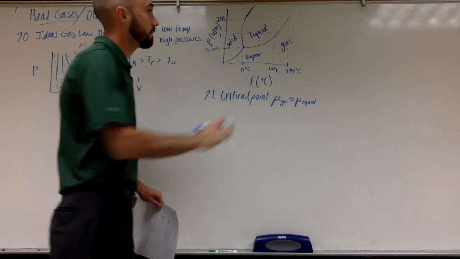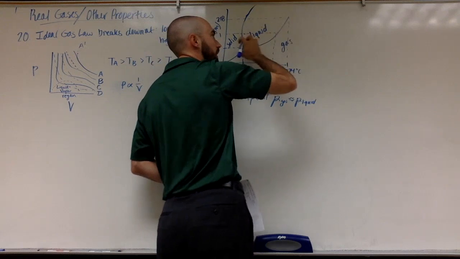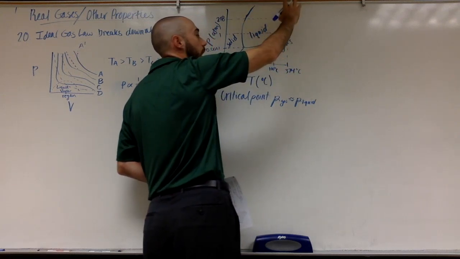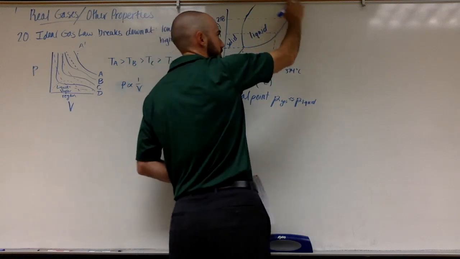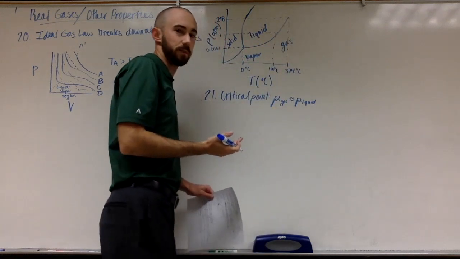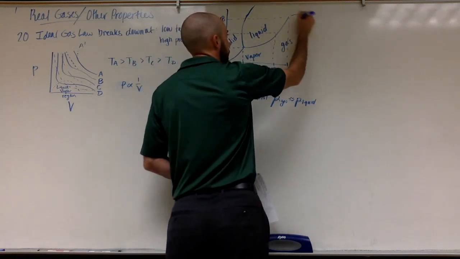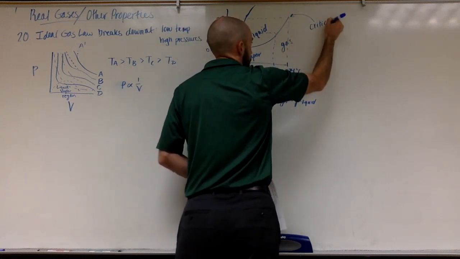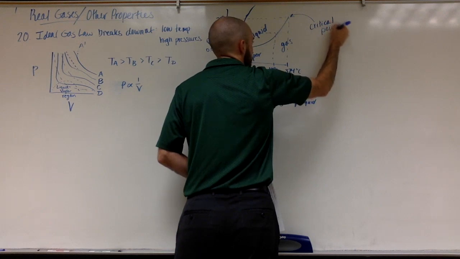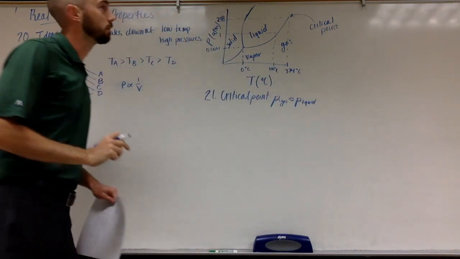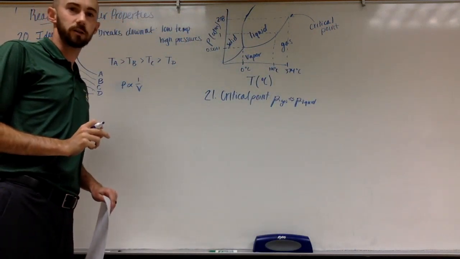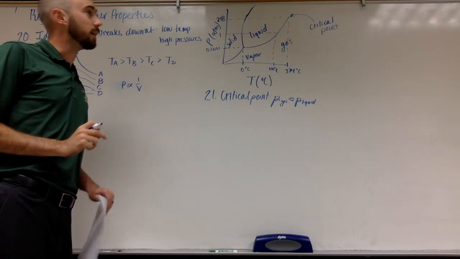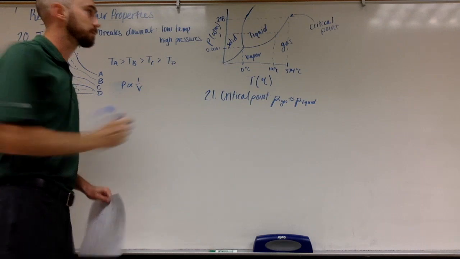So where do we see this on our graph? It's here. You notice I don't continue the line between liquid and gas beyond that, even though I do solid up here. The reason for that is because the difference between them becomes insignificant. So up there, that is what we call our critical point. It's when you get to a high enough temperature and pressure that you can no longer tell the difference between a liquid and a gas.